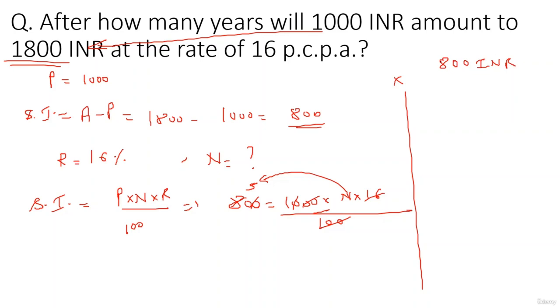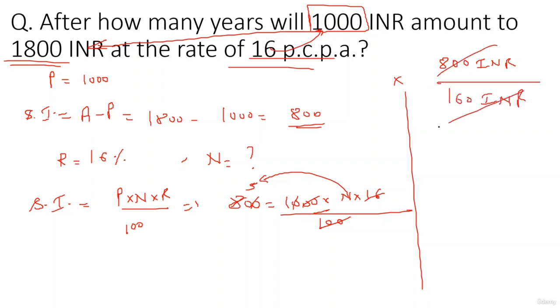The rate of interest is given as 16% per annum. So if you are investing 1000 rupees, how much interest will you get in one year? 16% of 1000 will be 160 rupees. You get 160 INR in one year, and we need 800 INR. Divide them, and you get exactly 5 cycles, meaning it will take 5 years. That's the answer. See, it's that simple.